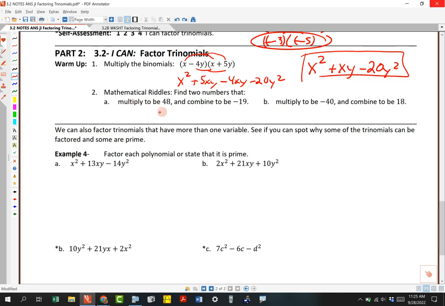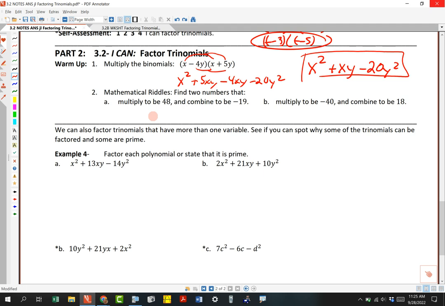So, little mathematical riddle here. Got to be good at these. Now, if they're gigantic numbers, we might at the end let somebody show us a little techno help for this. But we should be pretty good with fairly small numbers. So multiply to be positive 48, combined to be negative 19. I want you to stop and think about that for just a second, because there's more than just let my mind go wild and guess at this. They multiply to be a positive and they combine to be a negative.